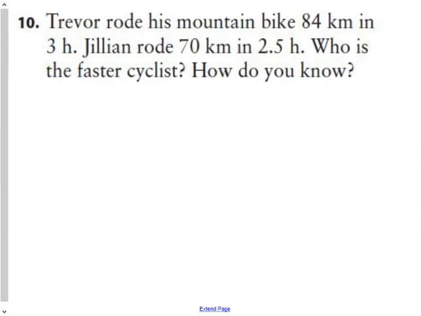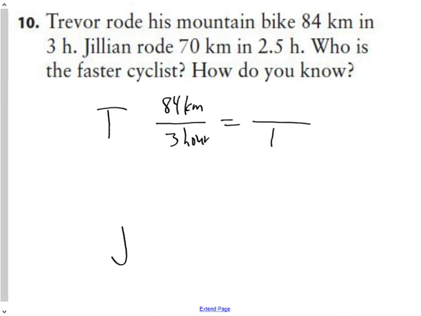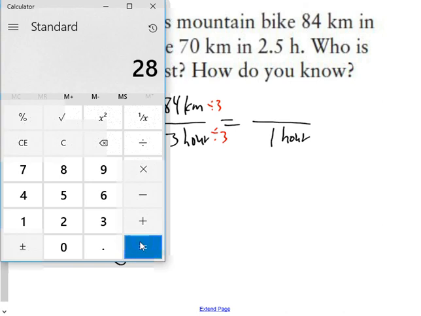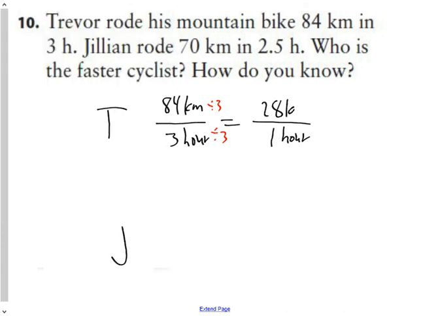Mr. Bridges rode his mountain bike 84 kilometers in 3 hours. Jillian rode 70 kilometers in 2.5 hours. Who is the faster cyclist? So if we take T and J and we decide to write them as rates, Trevor's rate of speed is 84 kilometers in 3 hours. His unit rate, or per 1 hour, I would simply divide both parts by 3 to figure out how many kilometers he would be traveling in 1 hour. 84 divided by 3 tells me that Trevor was going 28 kilometers in 1 hour, or roughly 28 kilometers per hour. That's his unit rate of speed.